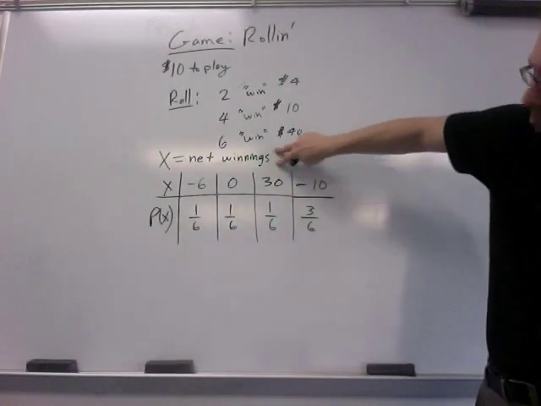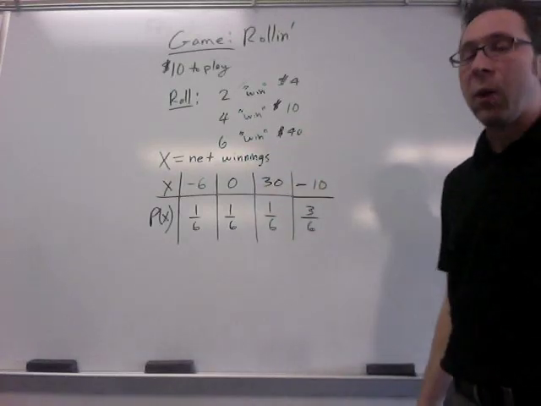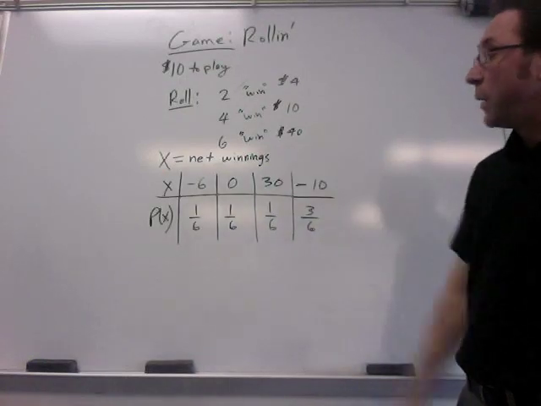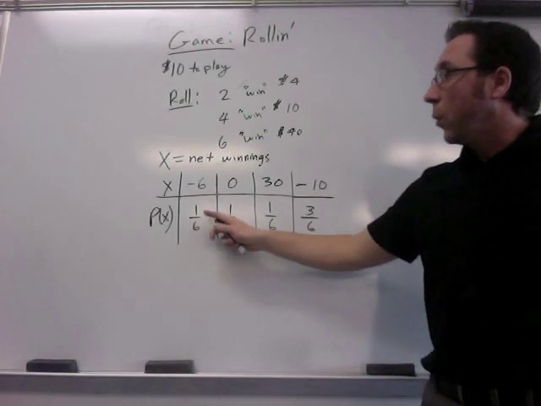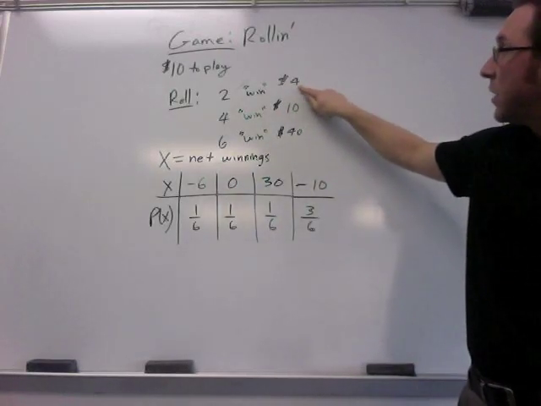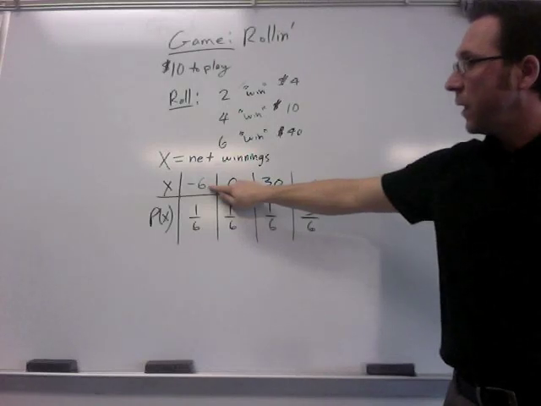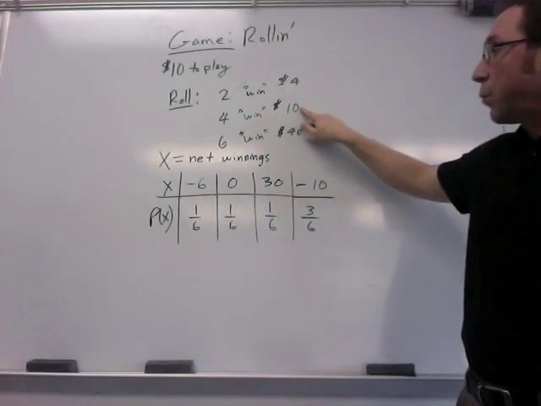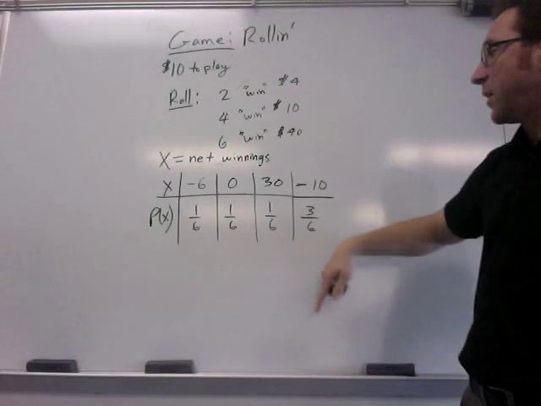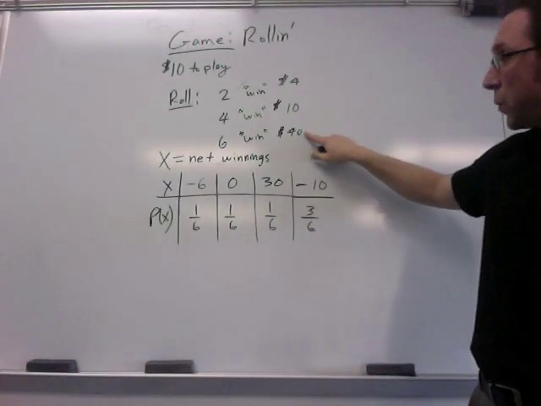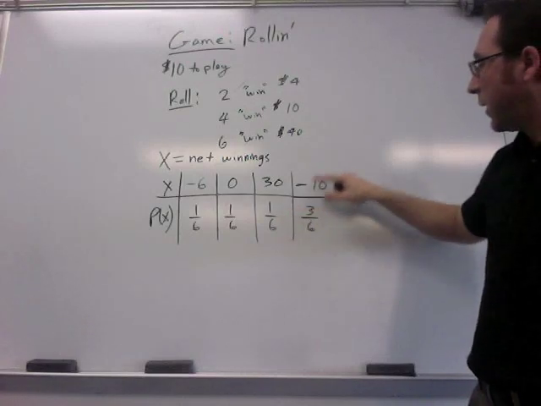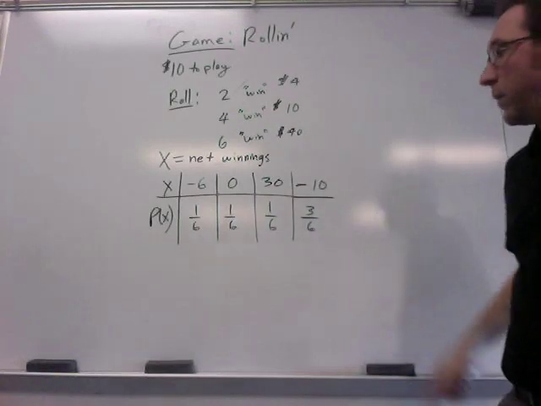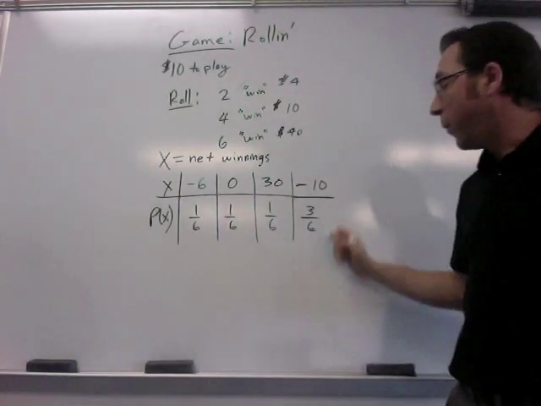So what we can do is call X the net winnings. That's our random variable, and it is dependent on a random event, which is rolling the dice. Winning $4 is really losing 6, and that happens with a probability of 1/6. If you win $10, it means you broke even. That happens a sixth of the time. Winning 40 is really like winning 30, and that happens a sixth of the time. And then the rest of the time, you end up losing all the money, -10, with a probability of a half.